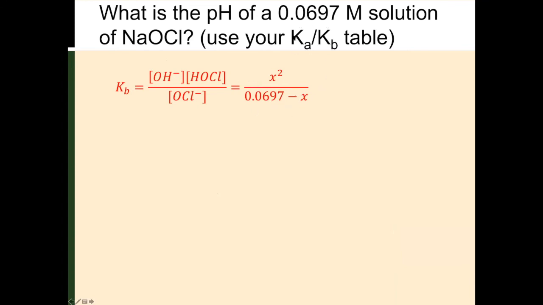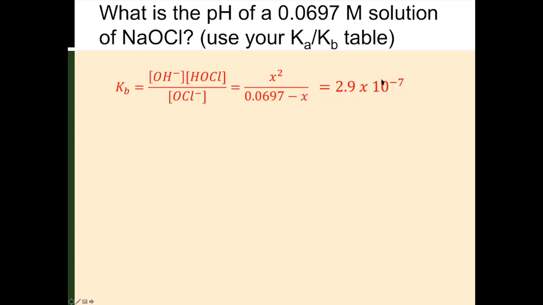Then I look up the Kb in a table. There are two ways you could do this. You could look up the Kb of the OCl minus in a table, or you could look up the Ka of hypochlorous acid and then solve for Kb with the equation like we used in the previous example. But it's much easier if you just use your table to look up the Kb of this hypochlorite ion. If you do that, you find that it's equal to 2.9 times 10 to the minus 7.